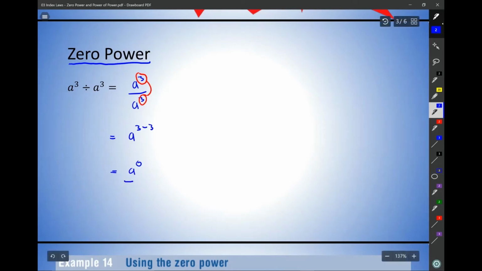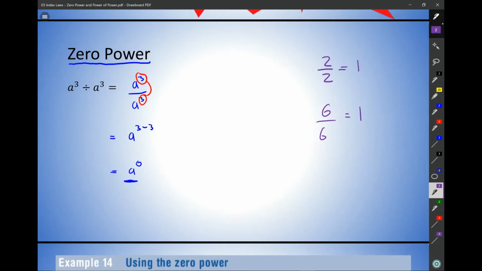Now, this doesn't really mean much to us yet, but what do we know about a fraction where the top and bottom are the same? It equals 1, doesn't it? Any two numbers that are the same on top and bottom of the fraction just equals 1.